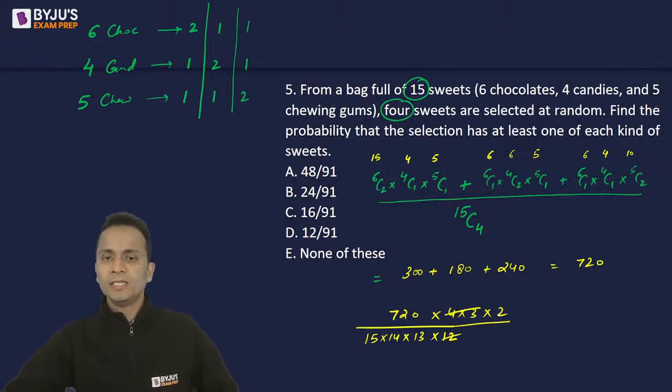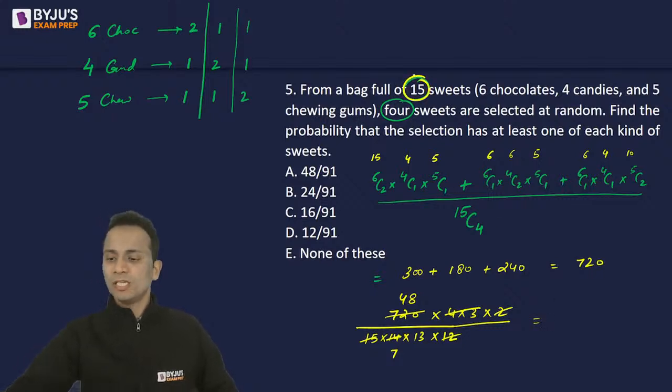Then 2 and 14 will get cancelled. 15 और 720 कैंसिल आउट हो जाएंगे, सो 15 into 48, सो यहाँ पे 48 आ जाएगा. You can cancel it one by one, slowly and steadily. Okay. Ashriyansh, why 15? Because 15 is the total number of sweets, right?